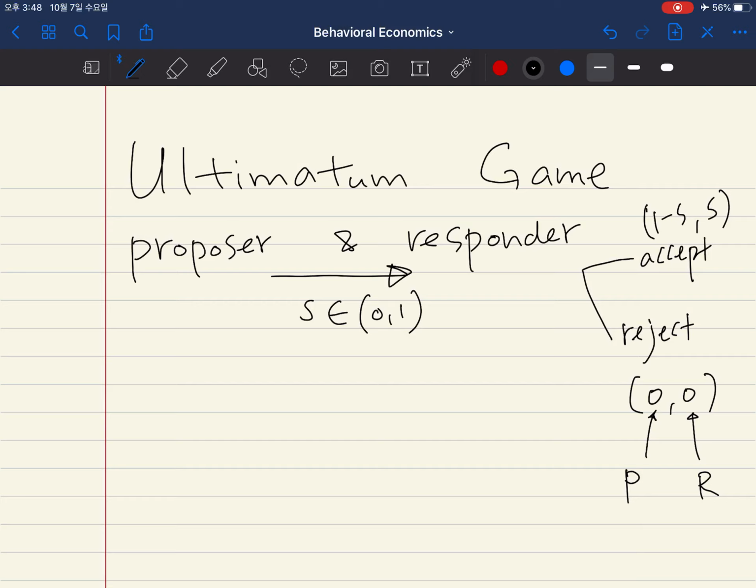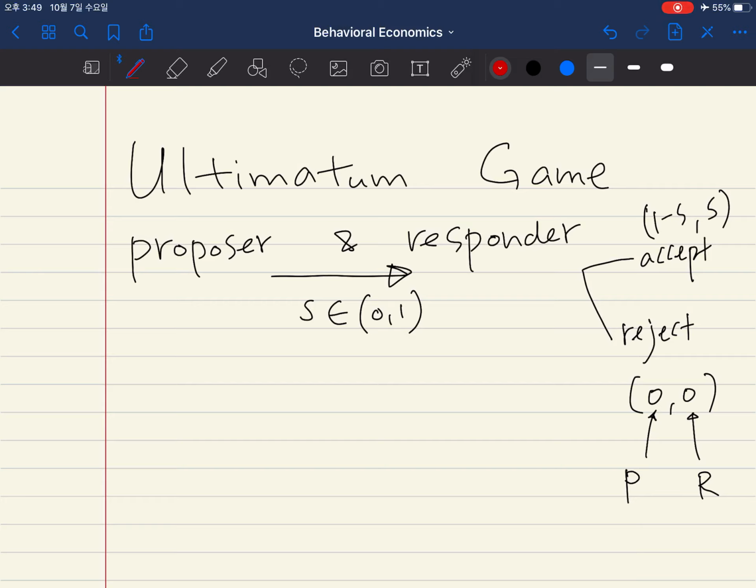So for example, if S is equal to 0.4, it means that proposer proposes 40% of the resource to responder. If responder accepts this offer, then responder is going to get 40% of the resource, and the remaining 60% goes to proposer. So this is the ultimatum game.